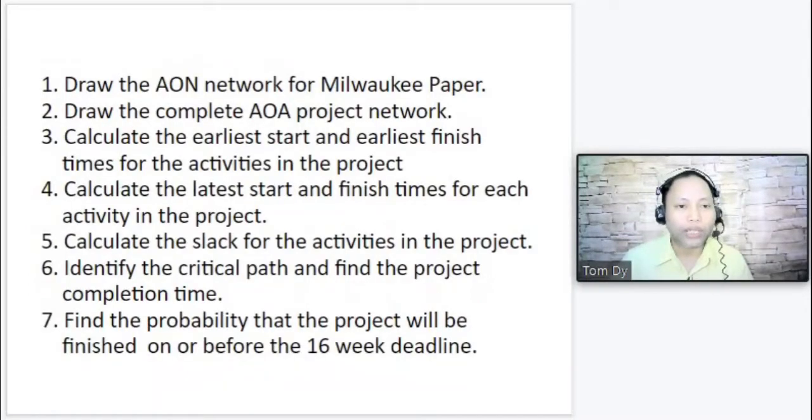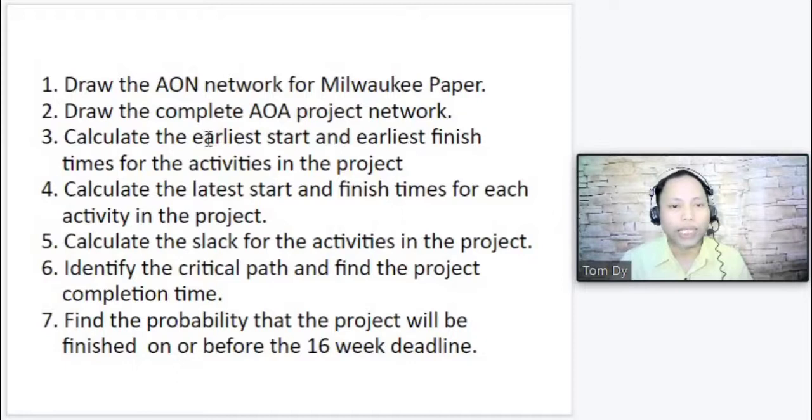So we have here our questions for that particular problem. First, we have to draw the AON network for Milwaukee Paper. And then second, we have to draw the complete AOA project network. AOA is activity on arrow, and AON is activity on node. Okay? Activity on node, activity on arrow.